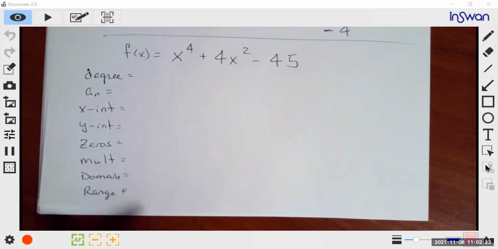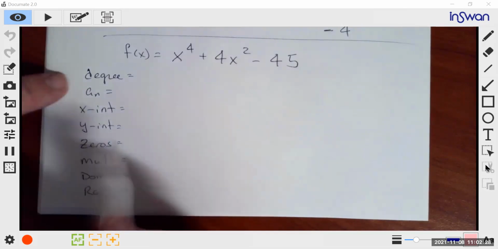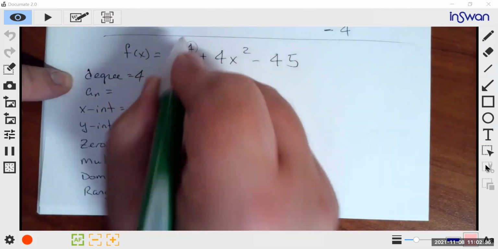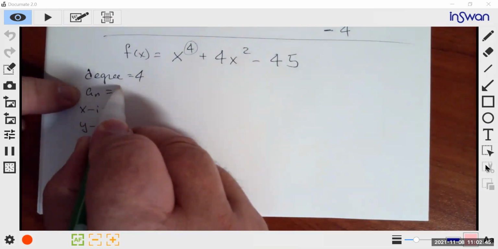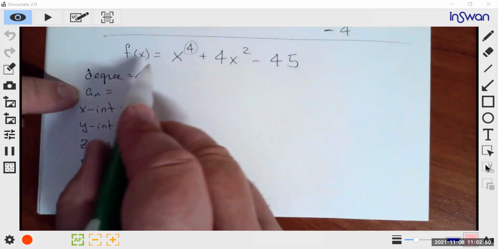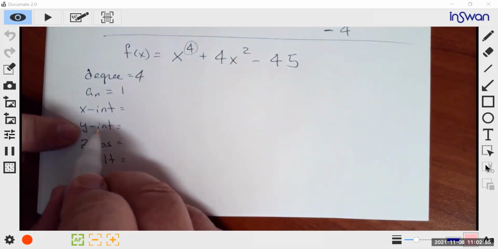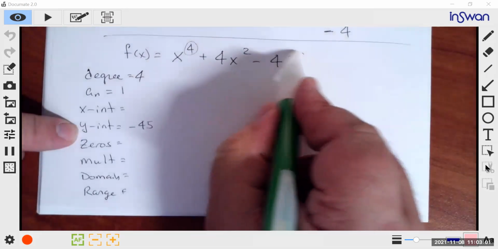So how are you going to solve this problem? Do we know yet? What's the degree? Yeah, the degree is 4. It's the highest exponent. What's a sub n? What's the leading coefficient? What's in front of the x to the 4th? 1. Do we know the y-intercept? Negative 45. That's that entire number.